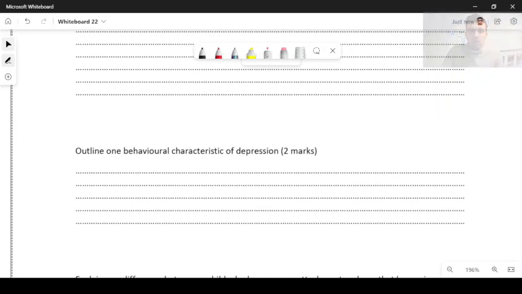Now, whenever you see a question like this, the first thing you probably want to do, obviously again, it's just AO1. We're only dealing with 2 marks. We know we're linking to depression, so important there. But this behavioural characteristic, one of the biggest mistakes, people might see the word behavioural for this type of question and think, oh, is that classical and operant conditioning? Do I link to that?